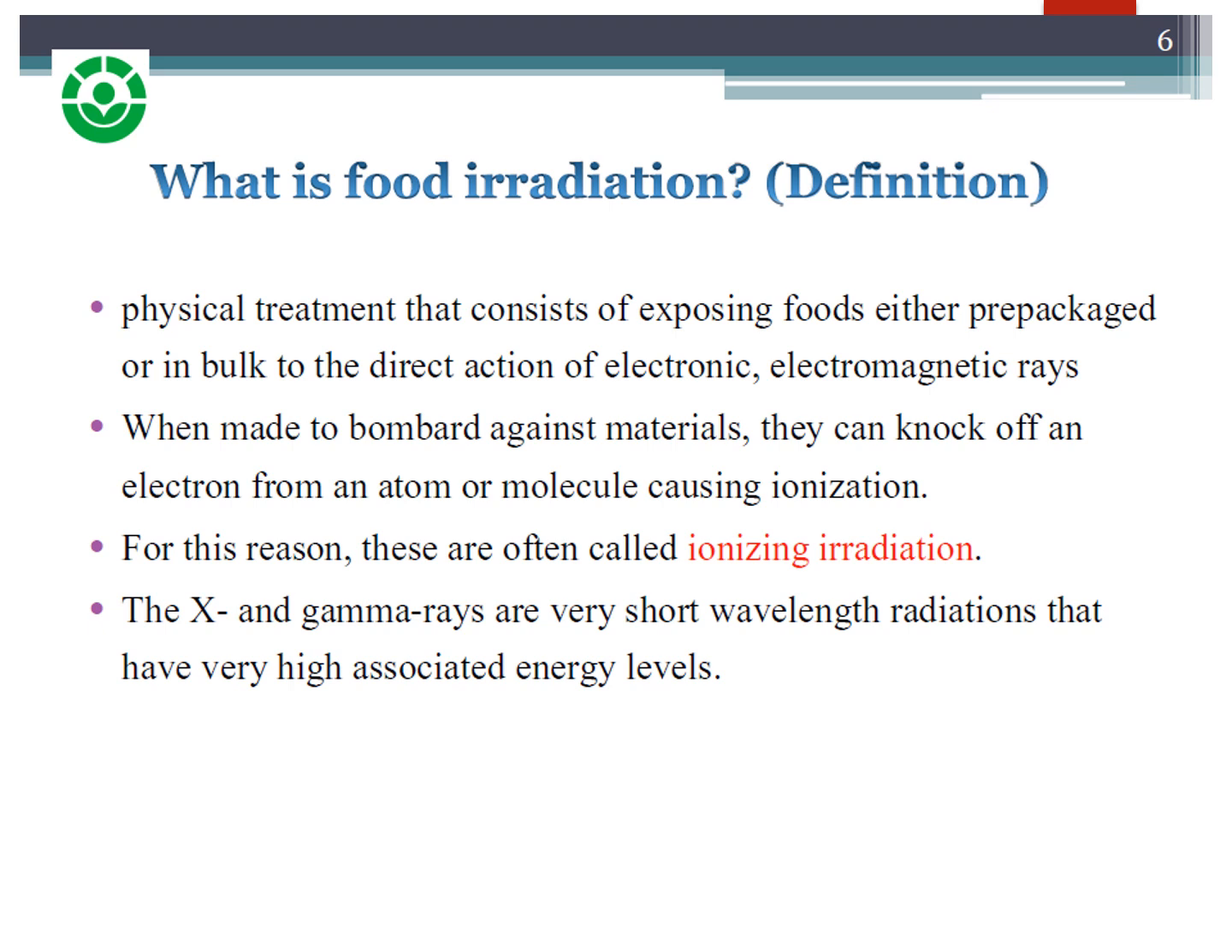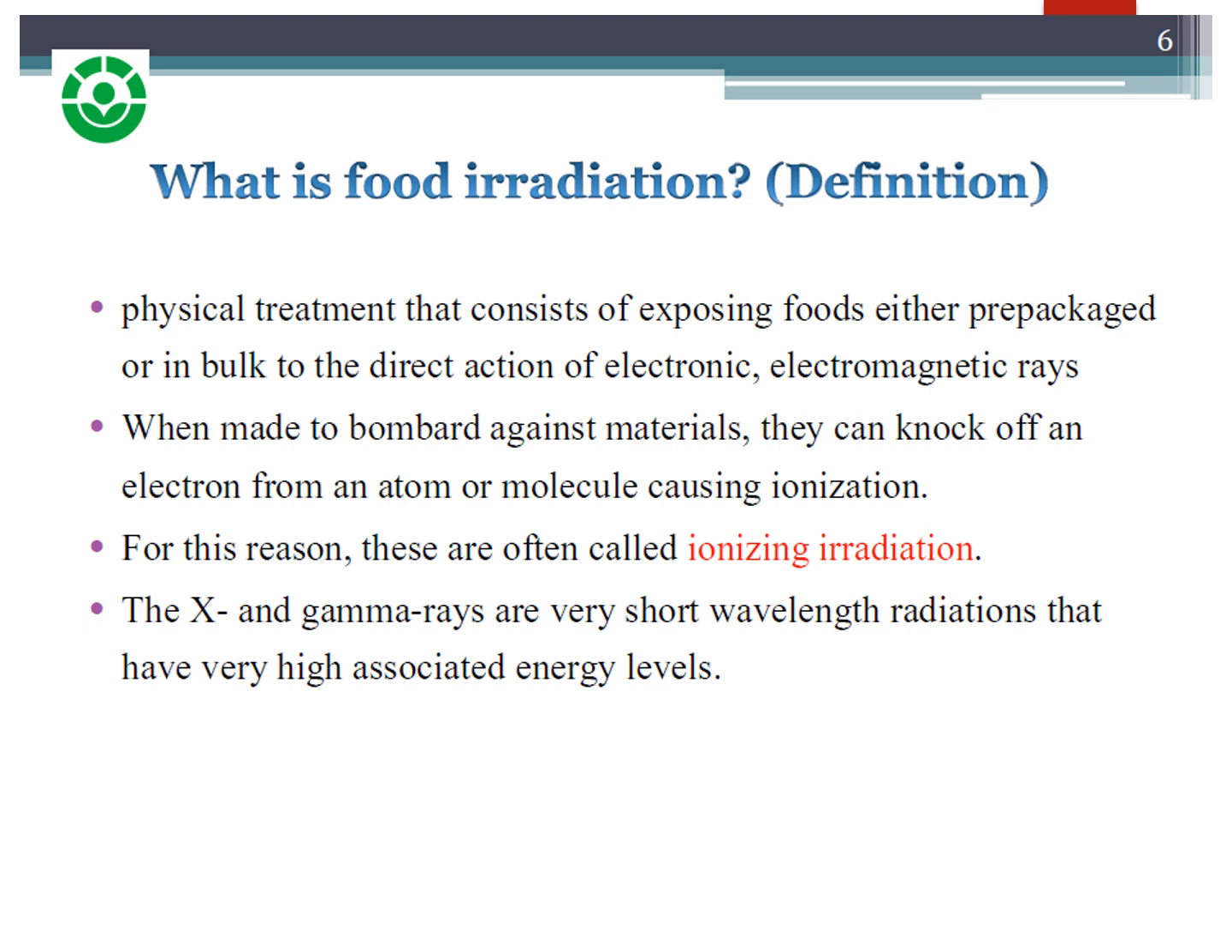What is food irradiation? Definition. Physical treatment that consists of exposing foods, either prepackaged or in bulk, to the direct action of electromagnetic rays. When made to bombard materials, they can knock off an electron from an atom or molecule, causing ionization. For this reason, these are often called ionizing radiation.